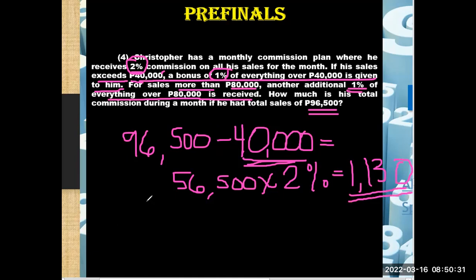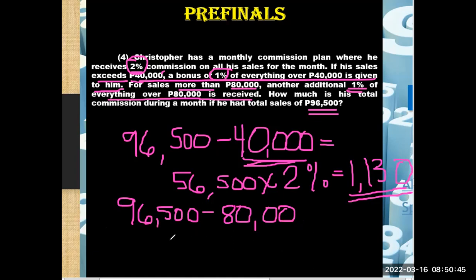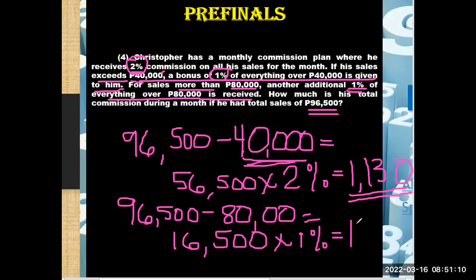Next. Oh, nag-exceed ulit siya. So, 96,500 minus 80,000. Magkano yung i-apply sa kanya? This is equals to 16,500. Tama? Multiply by 1%, equals, so 0.01, 16,500 times 0.01. 165.